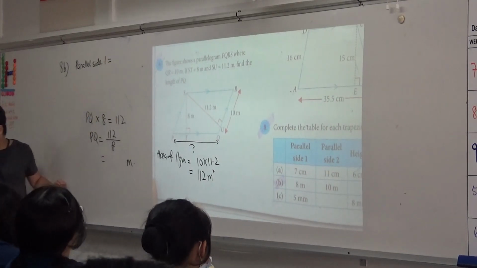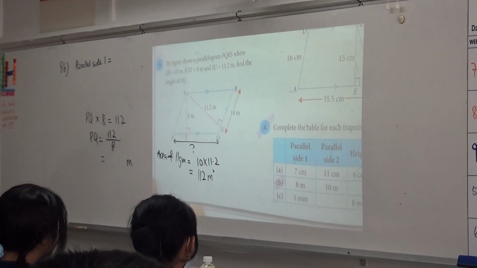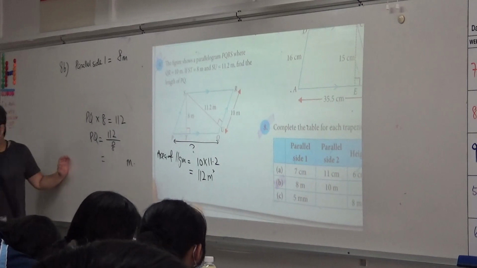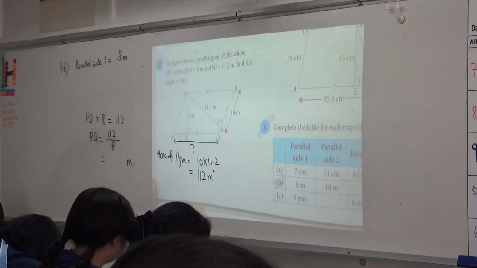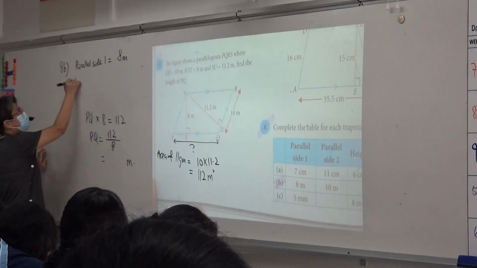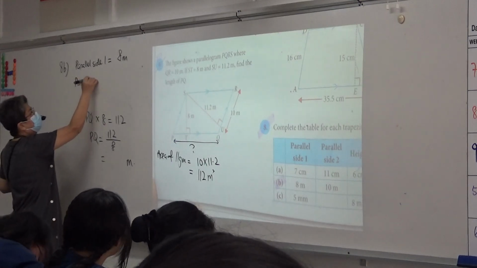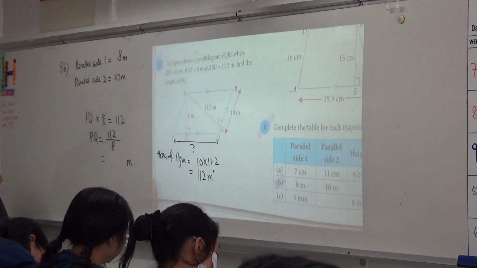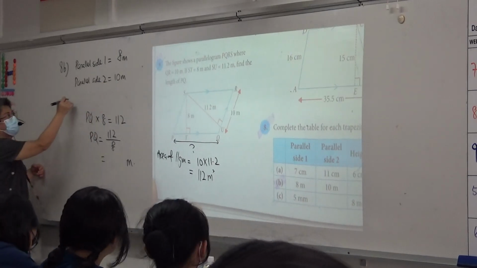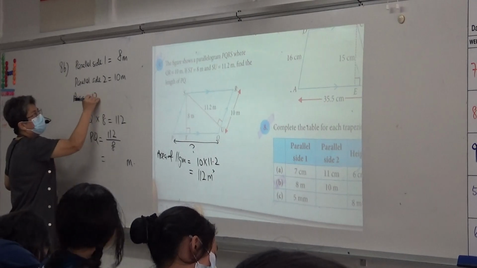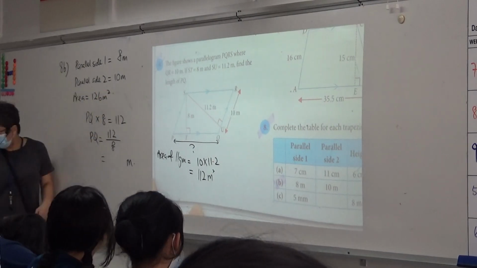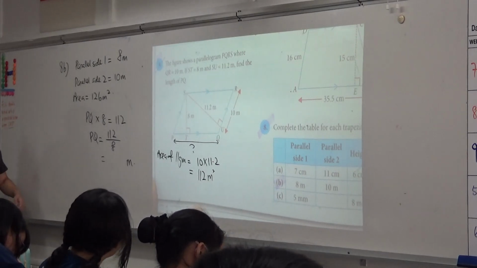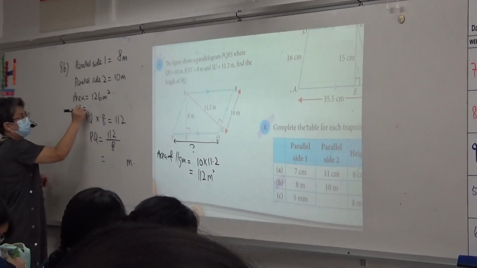What is the length of parallel side 1? 8 meters, right? If I didn't read wrongly. Okay. What's the length of parallel side 2? 10 meters. Okay, good. What is the area? 126 meters square. What are you expected to find? The height. Okay.